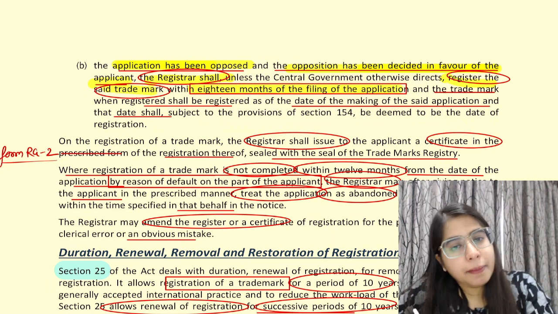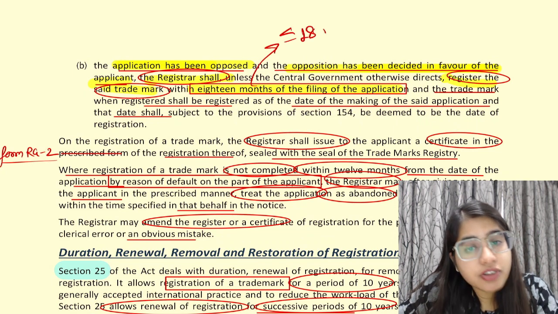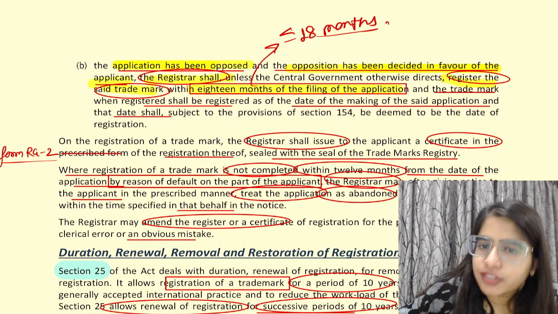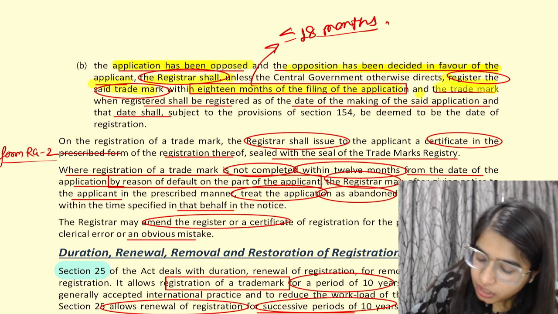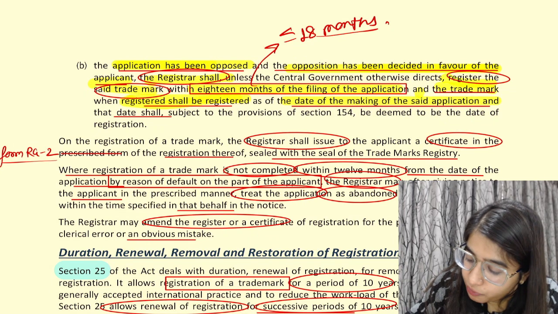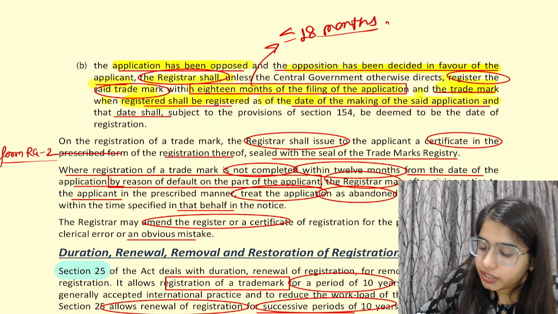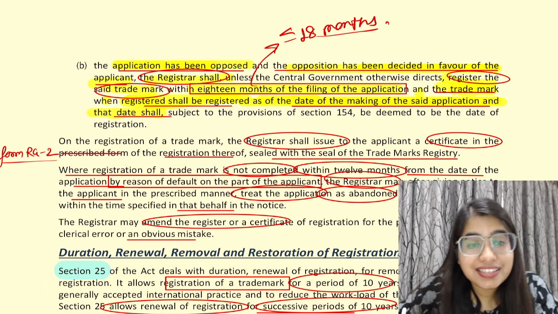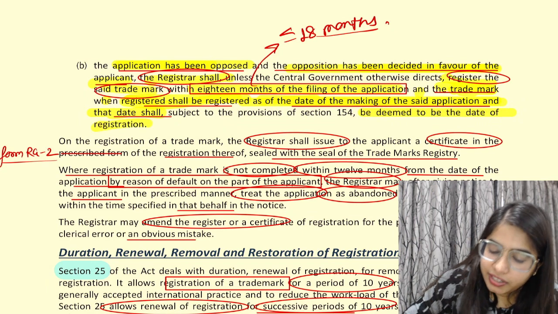18 months from the date of application. It is compulsory that the registrar will register within 18 months. Within 18 months of filing the application, he has to register your trademark, and the trademark when registered shall be the date as on the date of making the application of the said trademark. Very nice point is given here, that date shall be deemed to be the date of registration.